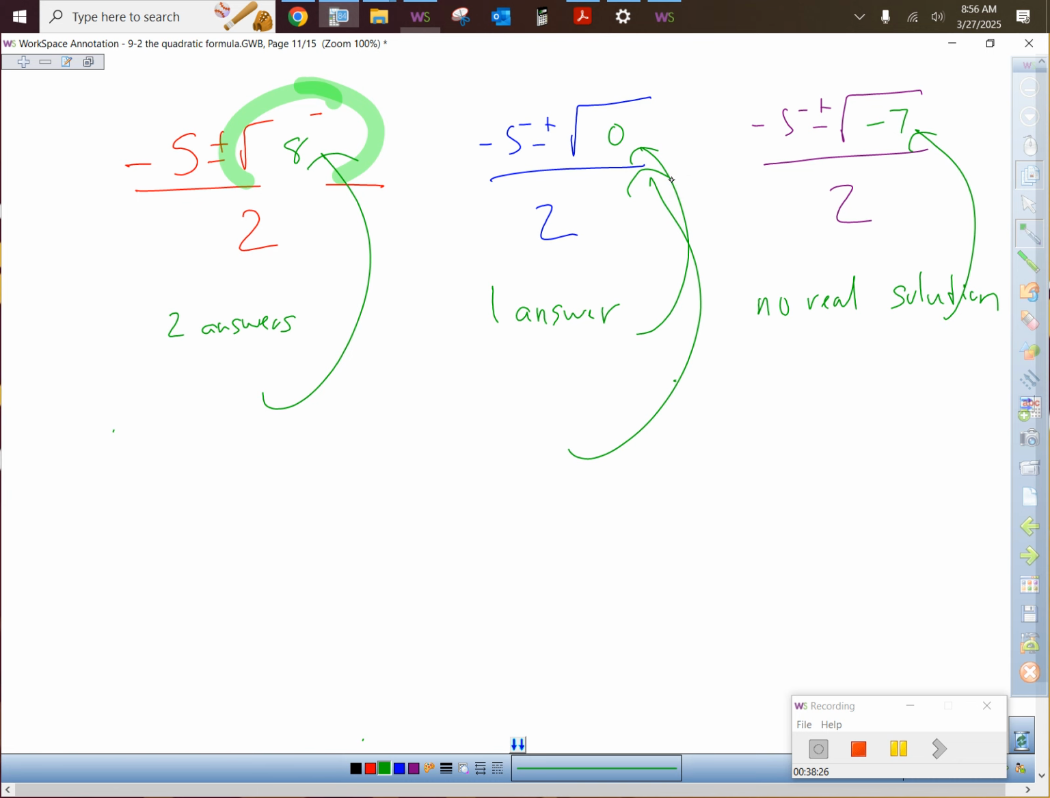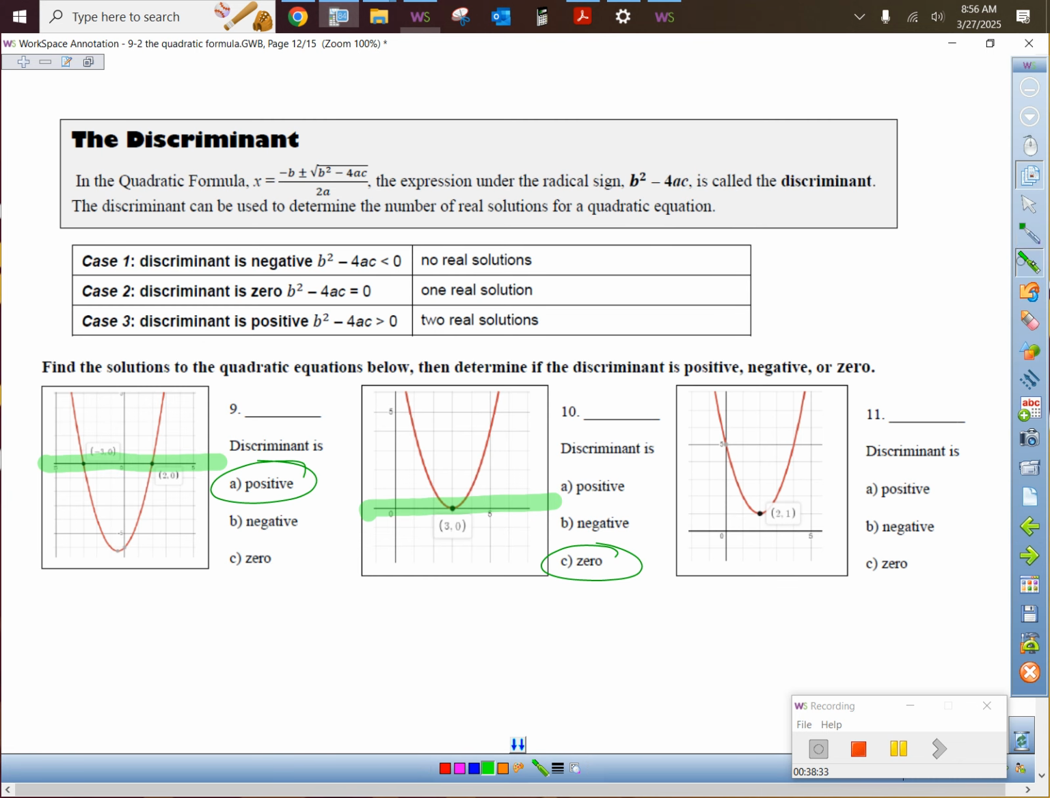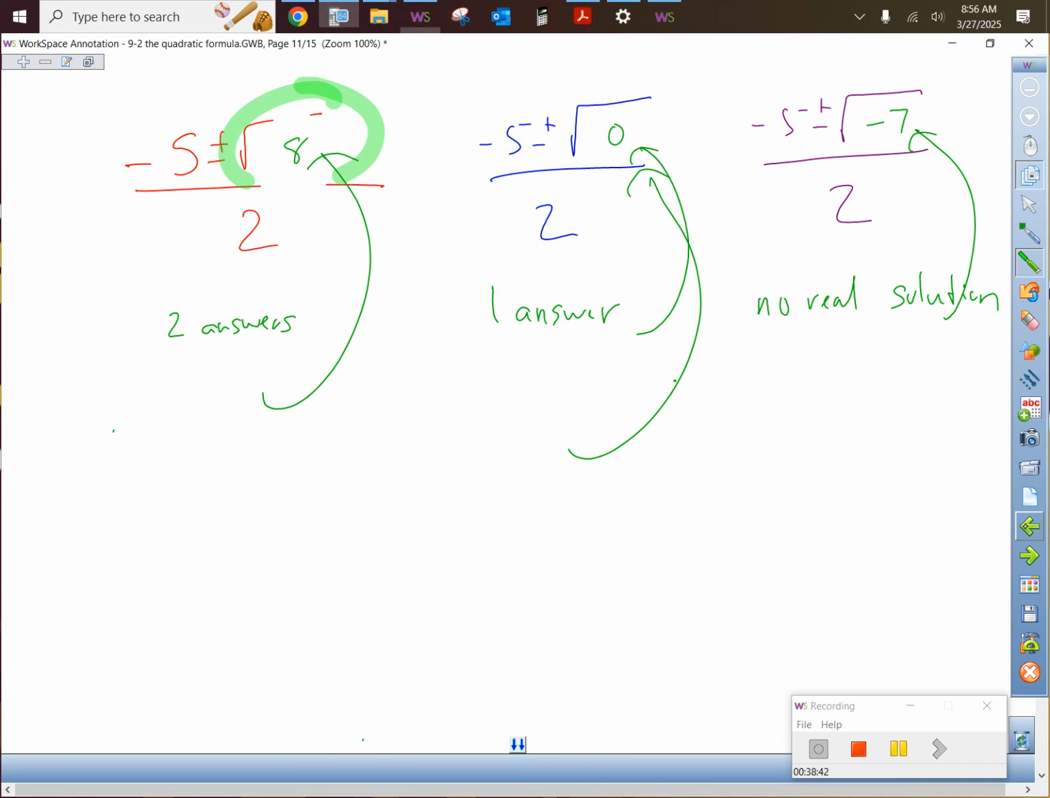But over here, how many times does this parabola touch the x-axis? Once, twice, or never? Never. That means that the discriminant was a negative number because you get no real solutions to that. The solutions are the x-intercepts. So let's get better at that. Without graphs, it's all about the discriminant.